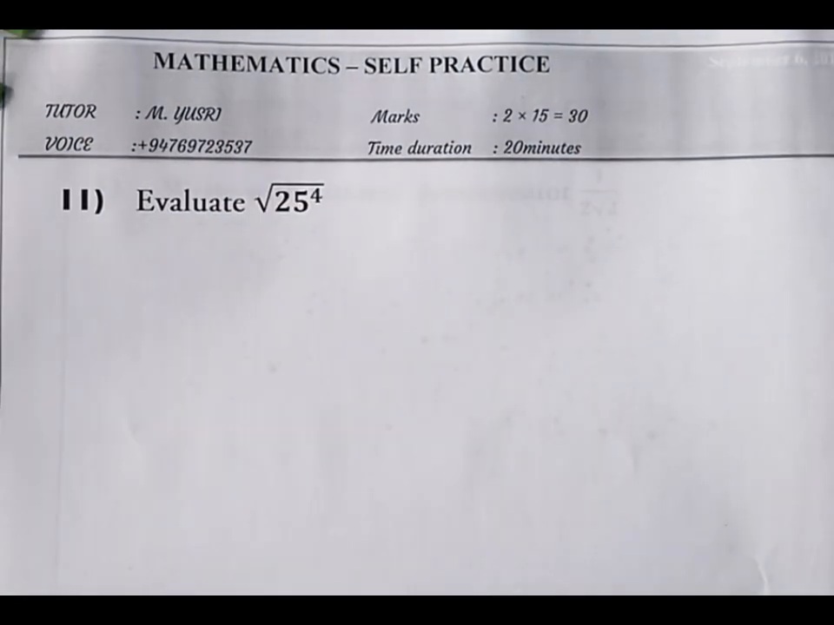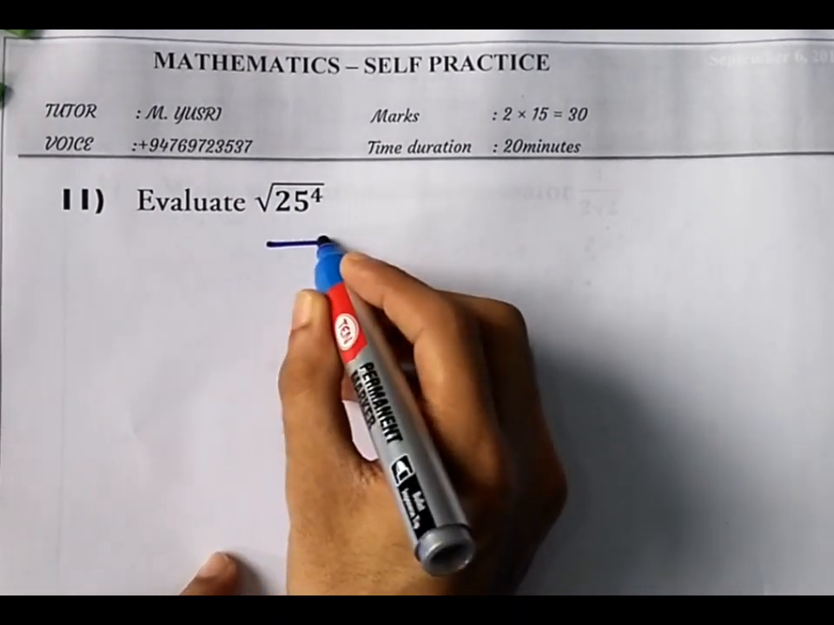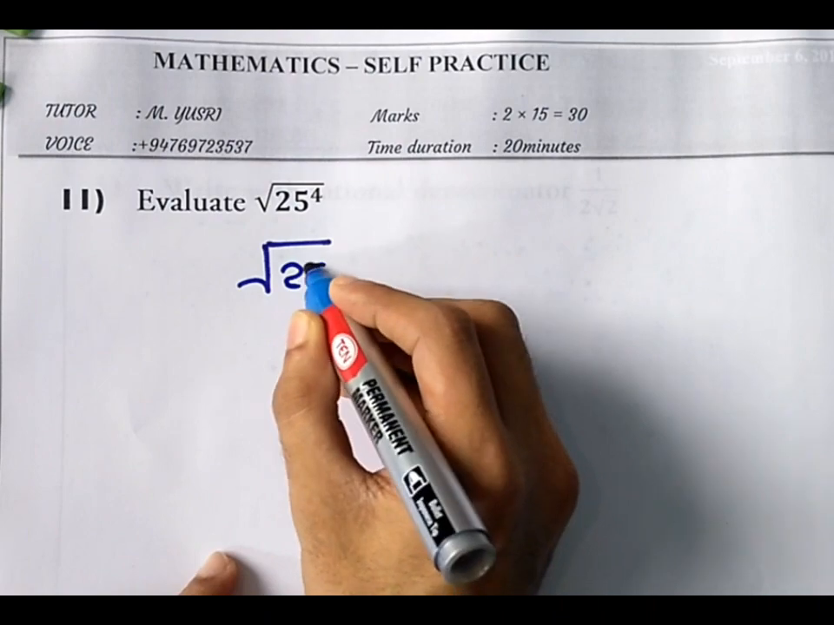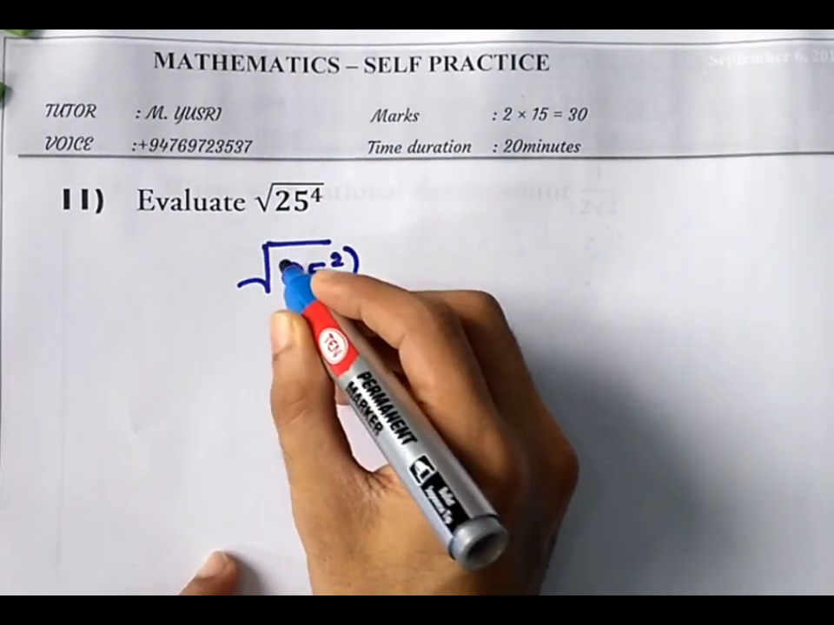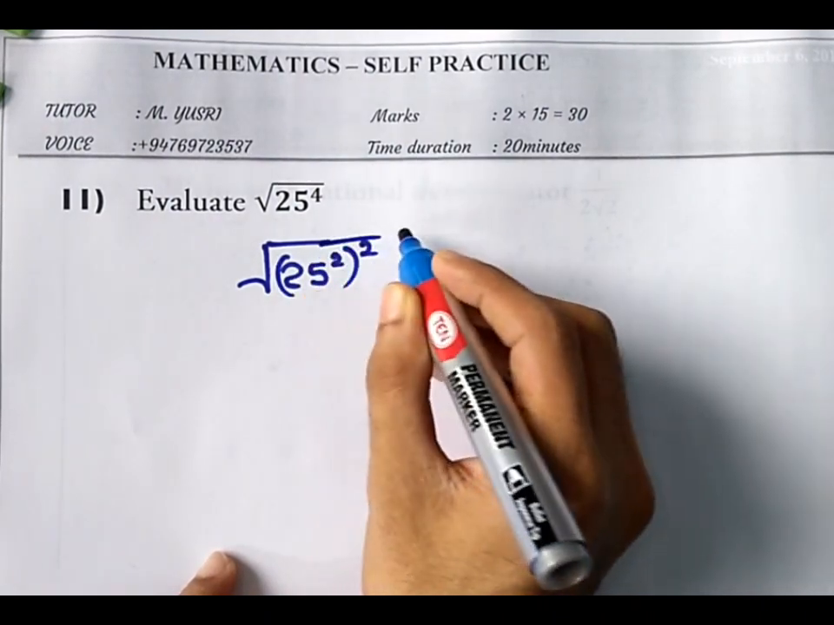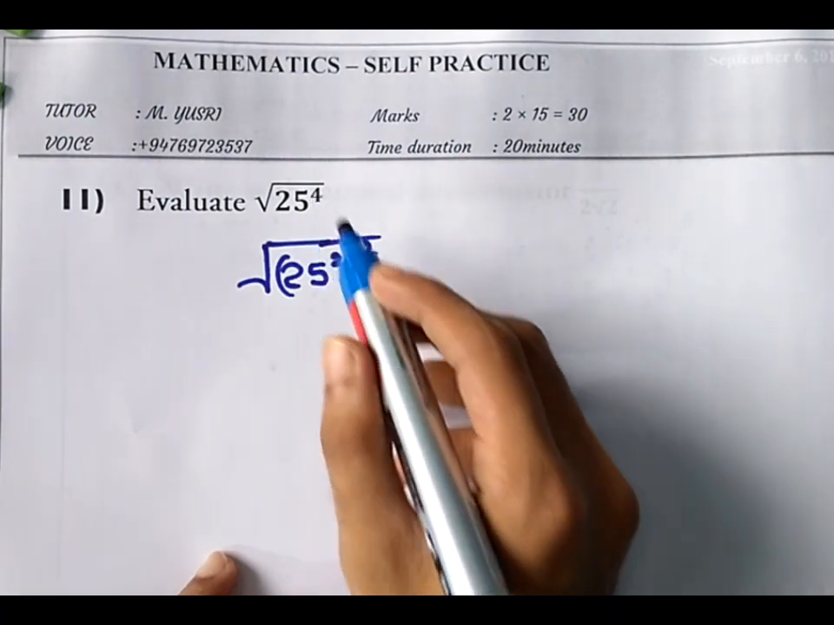It's pretty interesting. Now how to solve this one? Root 25 to the power 4. Okay, right. So root 25, we'll write like that as 25 to the power of half, so 25 to the power of 1 half, to the power 4. I wrote the same thing.